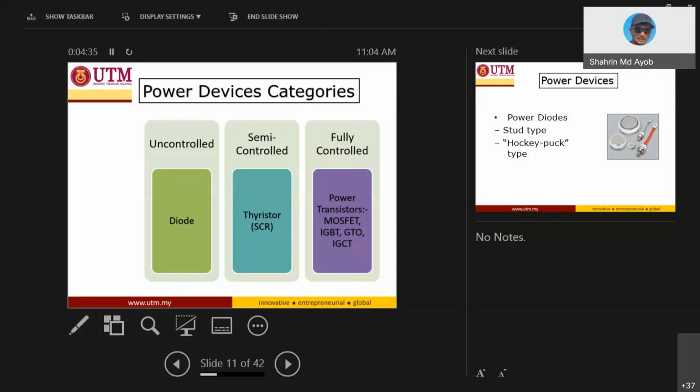So diode is what we call an uncontrolled device because we cannot control when this diode should turn on and when it should turn off. It depends on the circuit, whether it is forward bias or reverse bias. While for the SCR, one part of it we can control, but the other part we cannot control. And the last one is the transistors, which we can fully control the turn on and turn off.